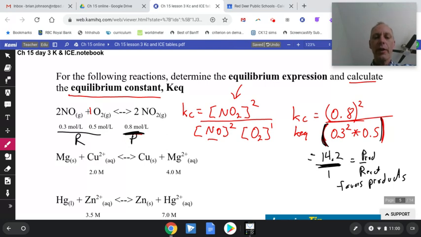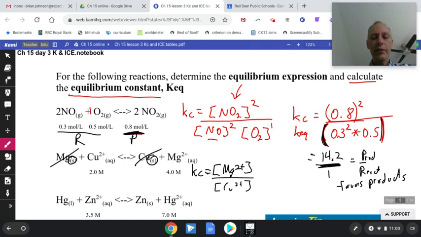Okay, let's try one more. Write out the equilibrium expression. Kc or Keq is the equilibrium concentration of Mg2+ over the equilibrium concentration of Cu2+. Now notice this is a solid and this is a solid, so they are not concentrations. They're not included in the equilibrium constant because they don't have a concentration. Okay, this one's easy. Nothing squared, nothing cubed. We substitute them in.